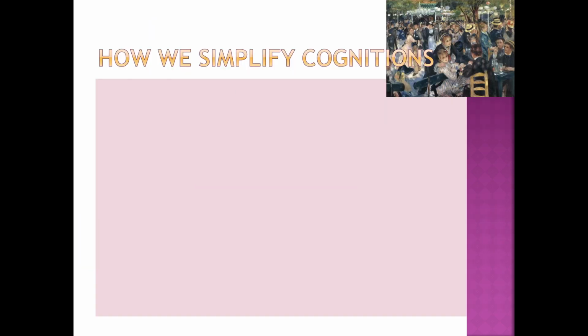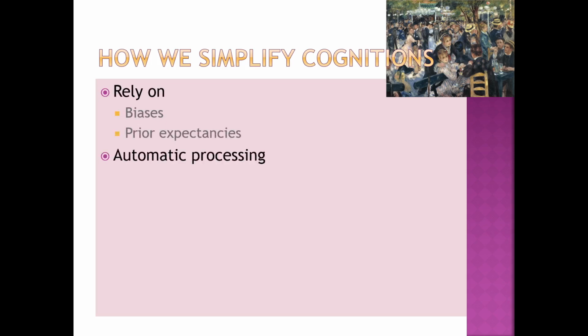All right. So I keep saying that we'd rather be quick than right. One of the ways to be quick is to simplify our cognitions. So what do we normal actors out in the world do to make it easier on ourselves to draw inferences and have social cognitions? One thing is that we rely on our biases, our pre-existing beliefs, our prior expectancies. We use a lot of automatic processing.